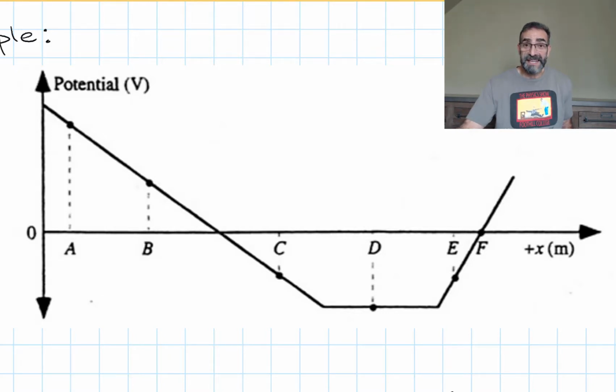And at points E and F, what can we say about the electric field there? Is there anything different about point F because it happens to be the point where the potential is equal to 0? No. The slope of that curve is the same everywhere, and the electric field is the same everywhere, and it points in the negative x direction.